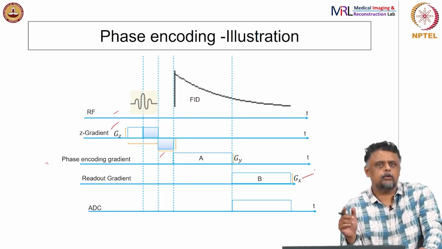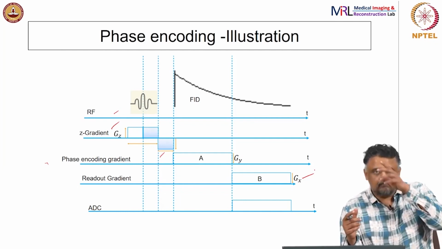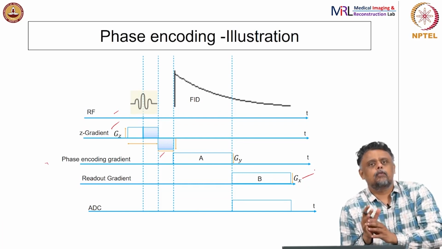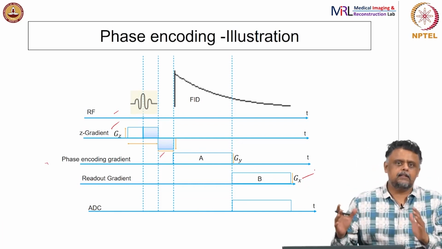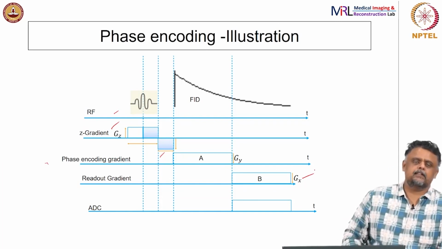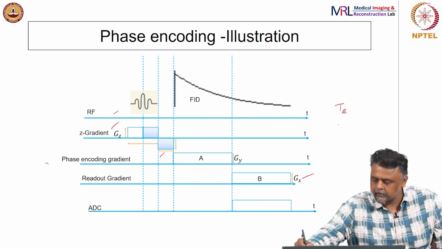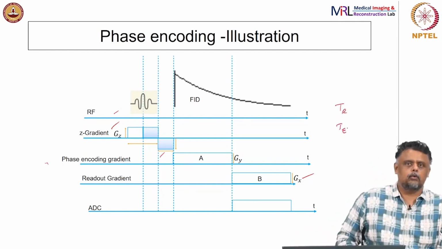There is something called time to echo, that is when you measure. There is a time to repetition, because all of these have to be repeated for different values of gx and gy, right. When we do that, you can't do it right away, so there is a time gap between these repetitions, called the time to repetition, TR, and TE times. Time to echo is the middle of your measurement time window.